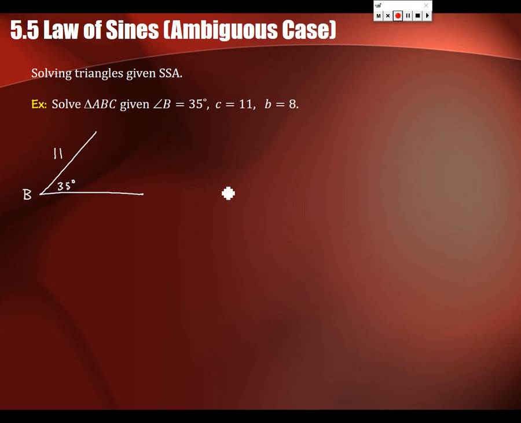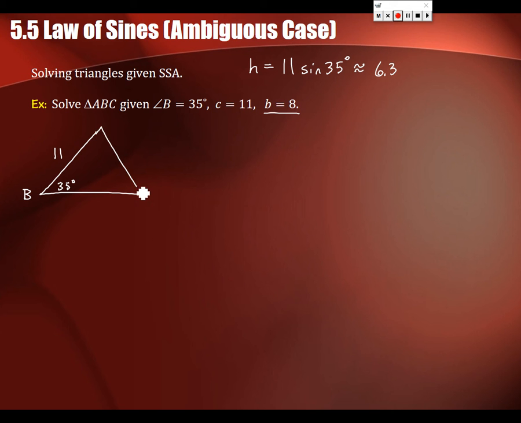So we need to consider what the height is. Well, 11 sine 35 is approximately, I don't know the exact, what do you say? 6.3. What do you think, friends? Is this going to work? So 6.3 is that height, and the segment that I'd like to put in here is 8 units long. So I think it will fit, it will reach, and furthermore, since it's less than 11, we do have the most interesting of the cases, the two-triangle case, the ambiguous case.